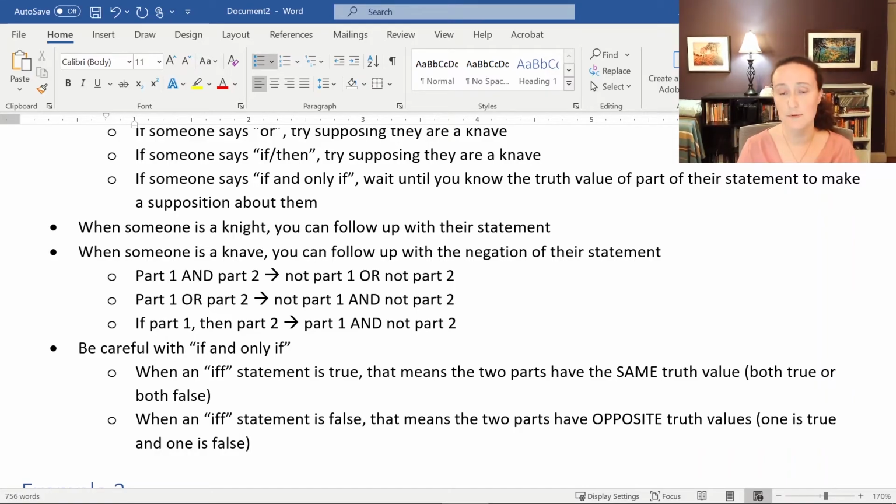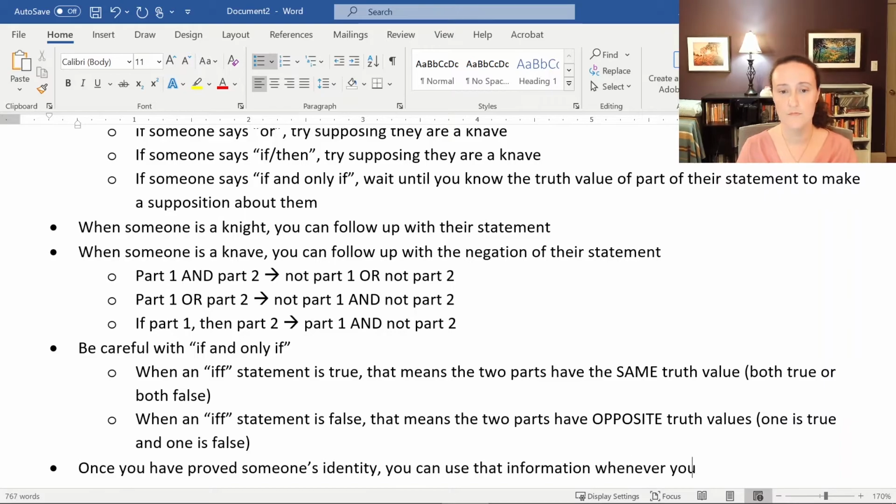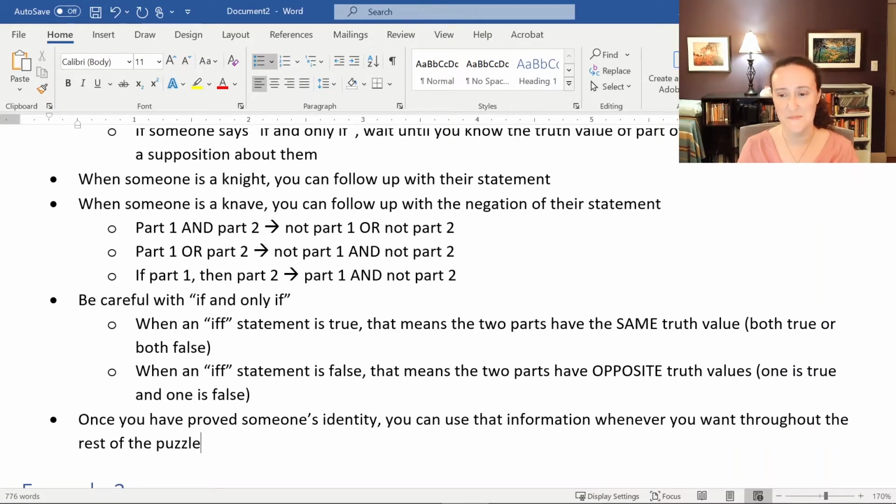Now, another thing to keep in mind with these knights and knaves puzzles is that you don't always have to get the answers by making suppositions and finding contradictions. Once you've proved someone's identity, you can keep using that information for the rest of the puzzle in whatever way it's useful to you. Once you've confirmed something is true, you can keep using that.